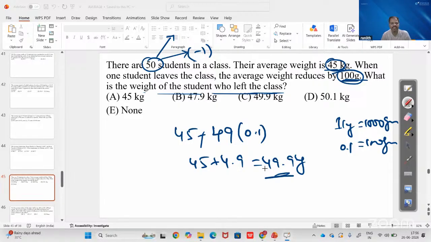So initial average is 45. So ikkada 50 minus 1 equal to 49. Their entire average is decreased by 0.1 kg. So the answer will be equal to 49.9 kg.